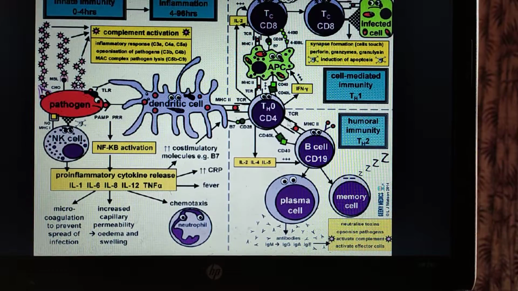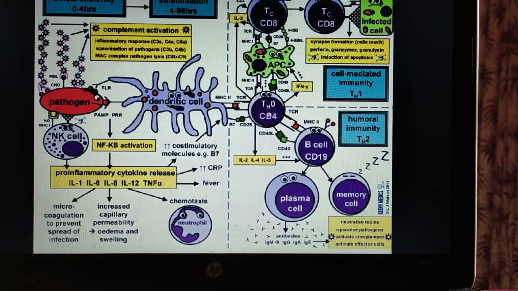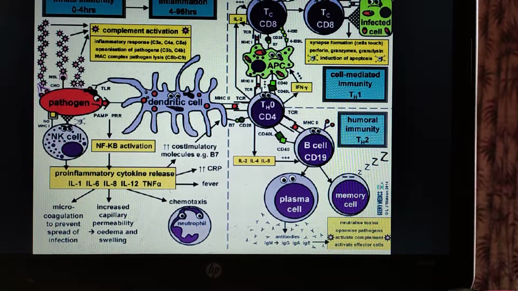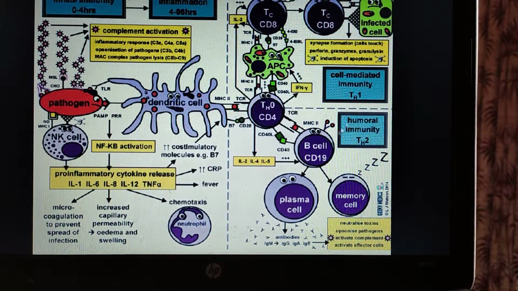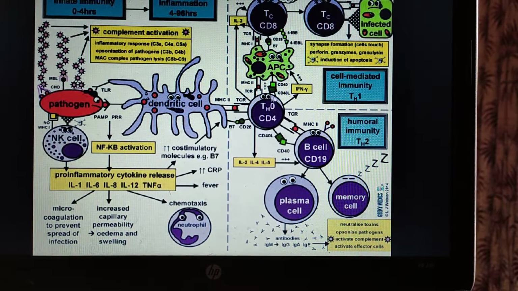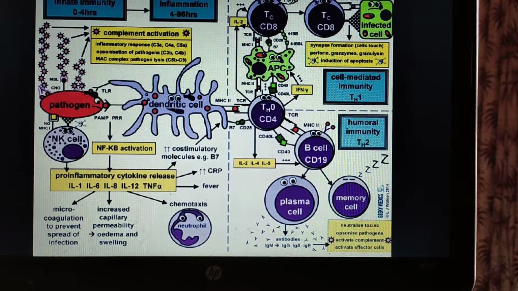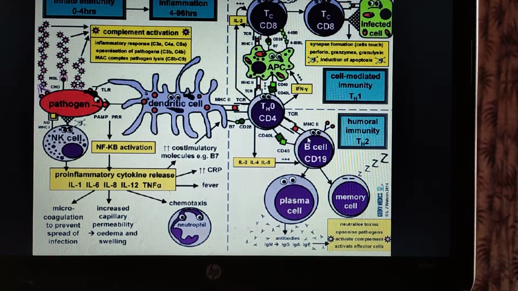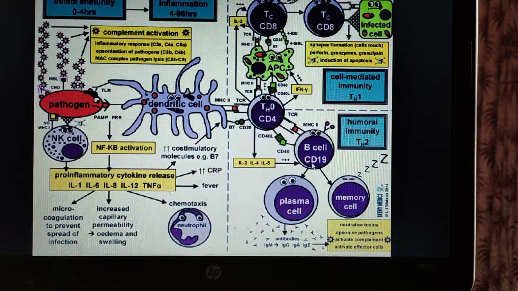These T helper cells divide and activate to form T cytotoxic cells for the cell mediated immune response, and they release various cytokines that help in the activation of B cells. B cells then divide into plasma cells and memory cells.